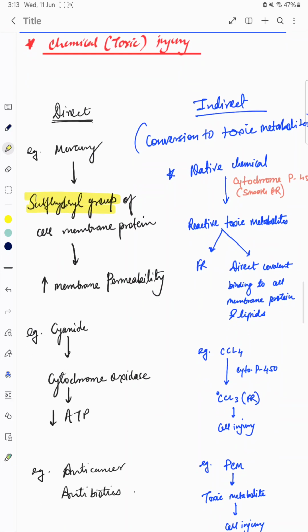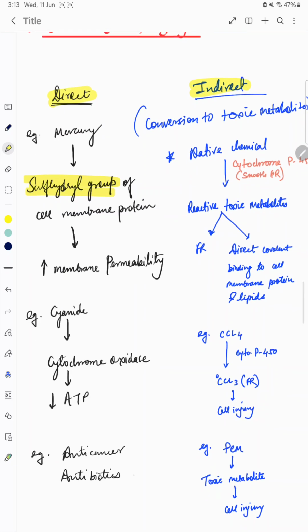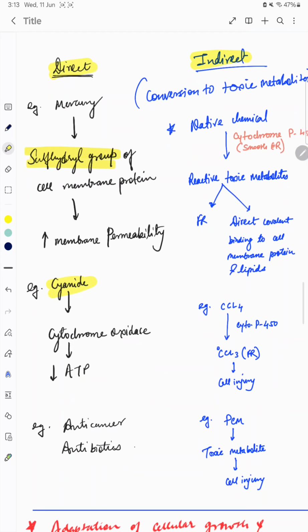Now we will see the chemical or toxic injury to the cell. This could be either direct or indirect injury. In direct chemical injury, some examples are: mercury directly attacks the sulfhydryl group of the cell membrane protein and results in increased membrane permeability and cell damage. Cyanide attacks the cytochrome oxidase and results in decreased ATP production. Other examples are anti-cancer drugs and antibiotics.